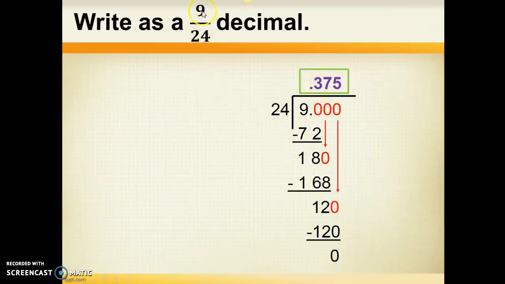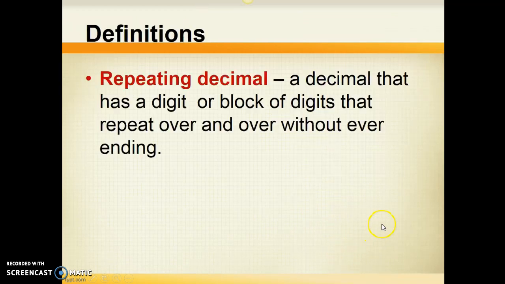Looking here, we have 9 over 24. The denominator is going to be the number that goes on the outside of the division bracket, and then we just continue to divide through until we get a remainder of 0.